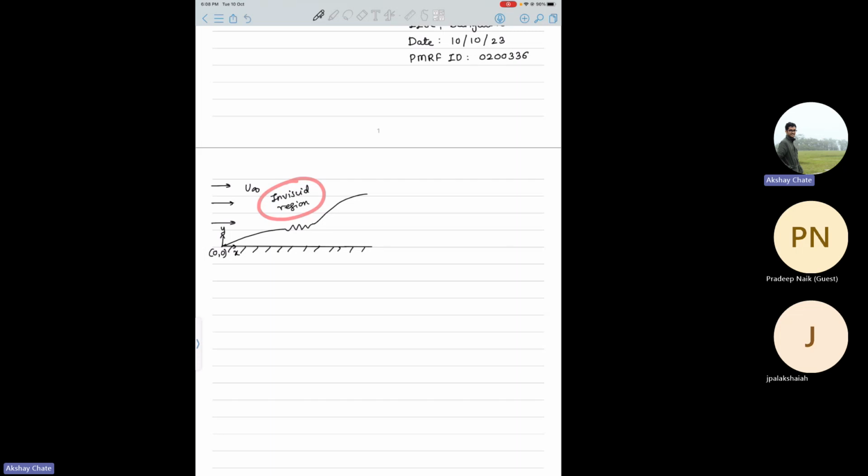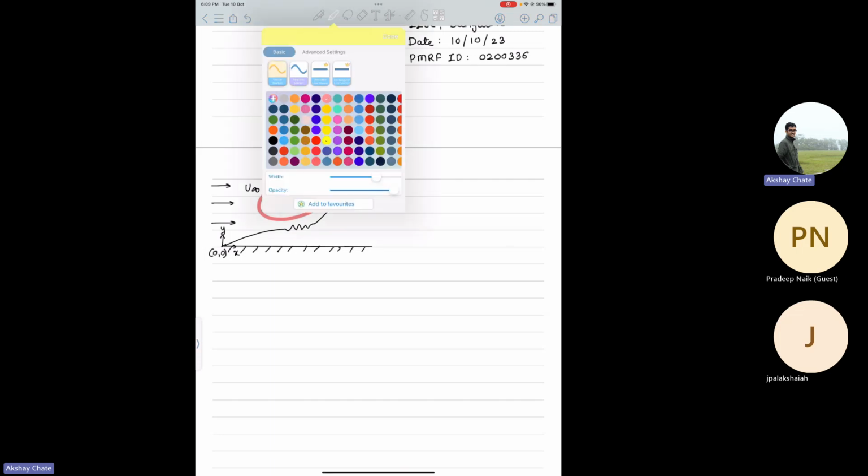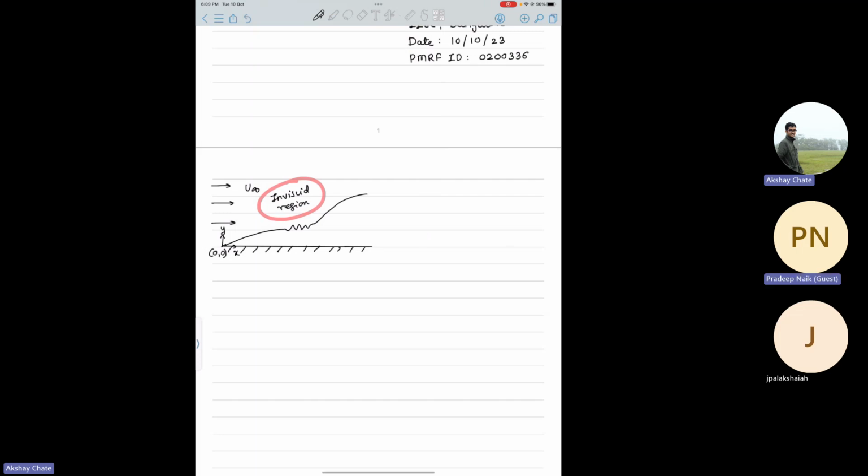The effect of viscosity is predominant in the region close to the solid wall or solid boundary, so there it is considered important. In this region close to the wall, fluid viscosity effects are analyzed. This you can call the viscous region. I'm writing it above the solid structure, otherwise somebody may get confused.